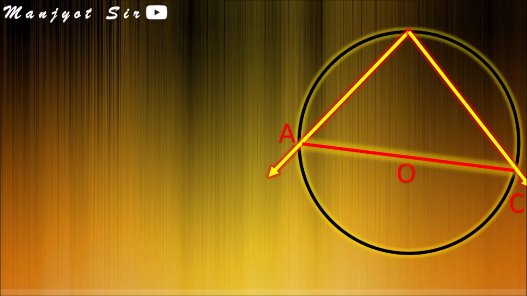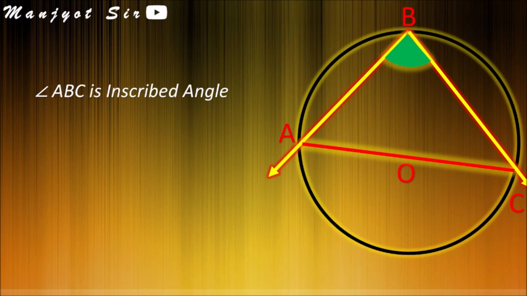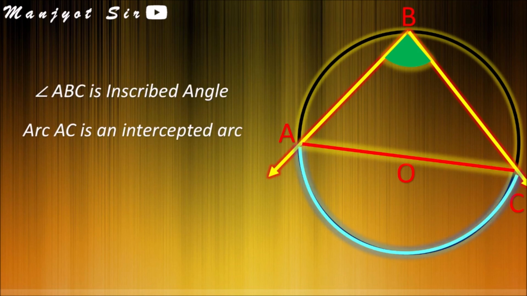Now let's draw an inscribed angle. So here we have inscribed angle ABC, and there is an intercepted arc also. Since there is an inscribed angle, we'll also have an intercepted arc. So observe here, AC will be the intercepted arc. So we have inscribed angle ABC and we have intercepted arc AC.